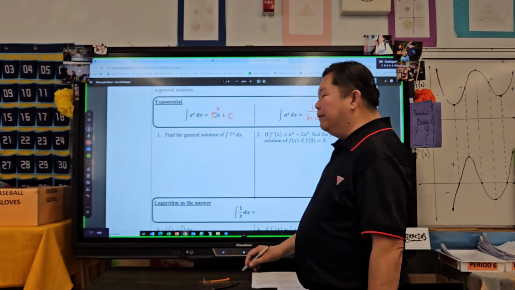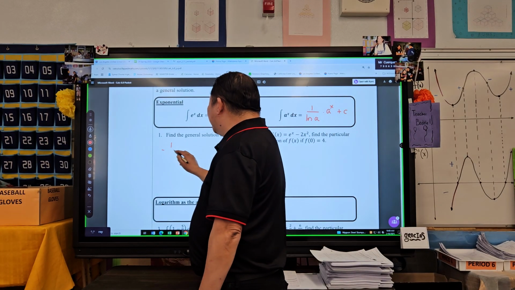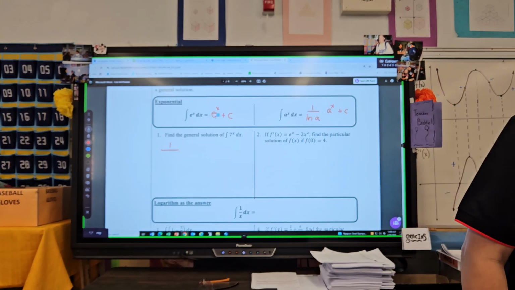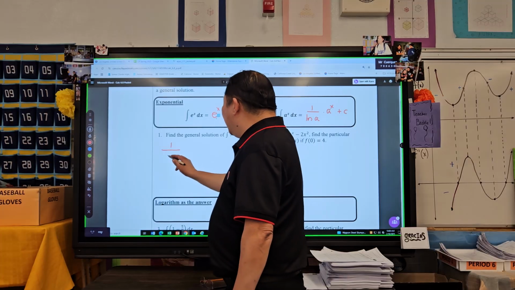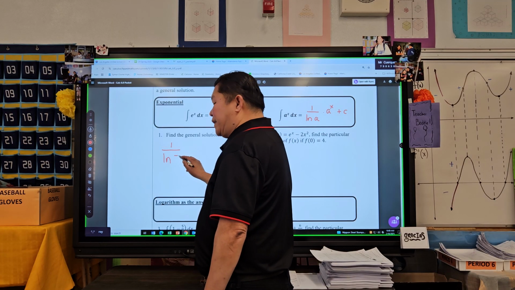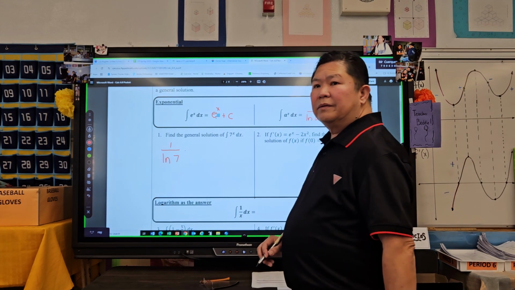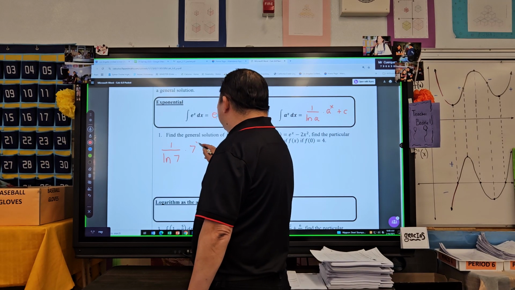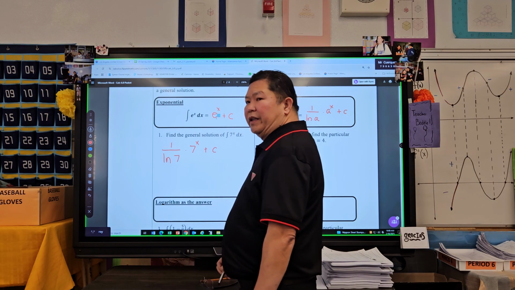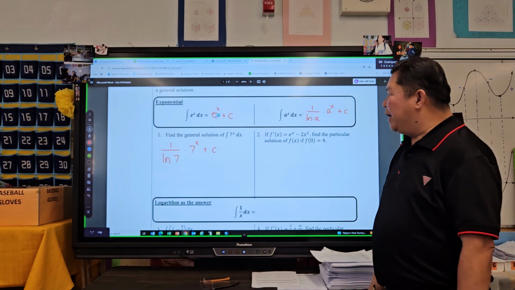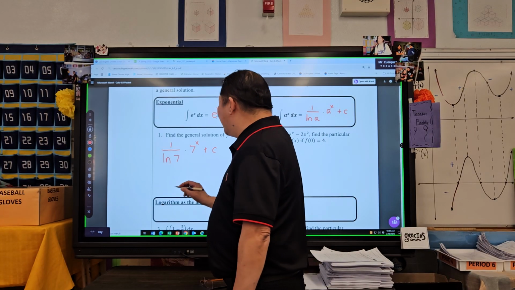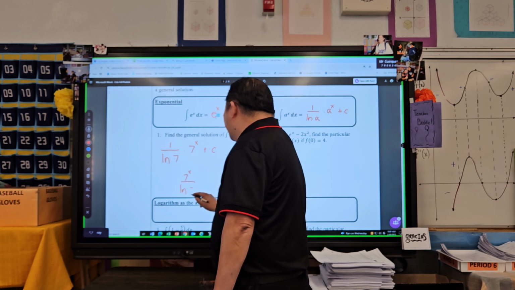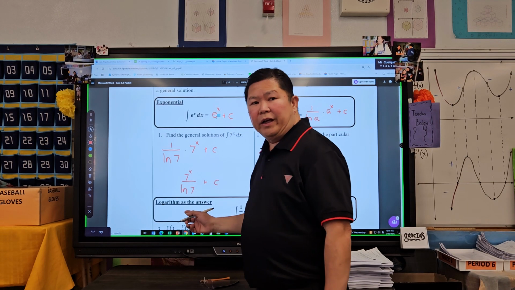So, how do we do it now? Good examples. We have 1 over ln, right? Okay, can you write down ln 7? So, ln 7, the base, times 7 to the power of x, plus the constant. Or you may rewrite this as 7 to the power of x over ln 7 plus the constant. You can write it that way.